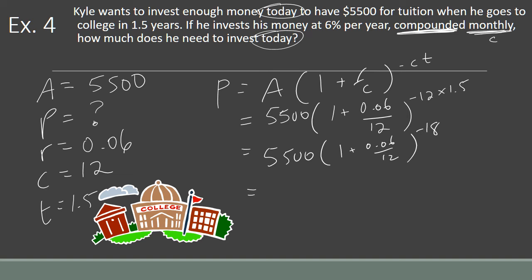So you enter that just like you see it with the negative exponent, and you should get $5,027.75. It's definitely less. It's not that much less, but he only invested his money for 1.5 years, and he still walked away with $472.25 for free. So that's how much he would need today. So Kyle would need that much money today to be able to have $5,500 for his tuition in 1.5 years. That more or less would be your therefore statement.